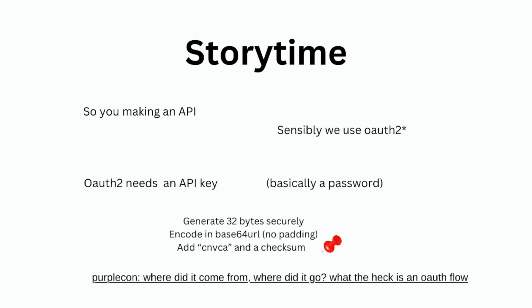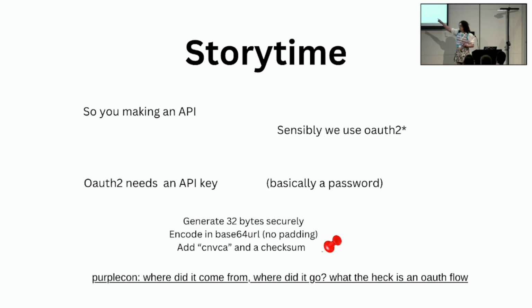We use OAuth 2. I'm not going to go into all the details, but we need API keys. An API key is most of the time just a password, which we did pretty well. I'm pretty happy with whatever my team did, which was generate a 32-byte key, very simple, and encode it in base64, and give it to the user. We'll find out why we had a prefix. We also had a checksum, which is CRC32.